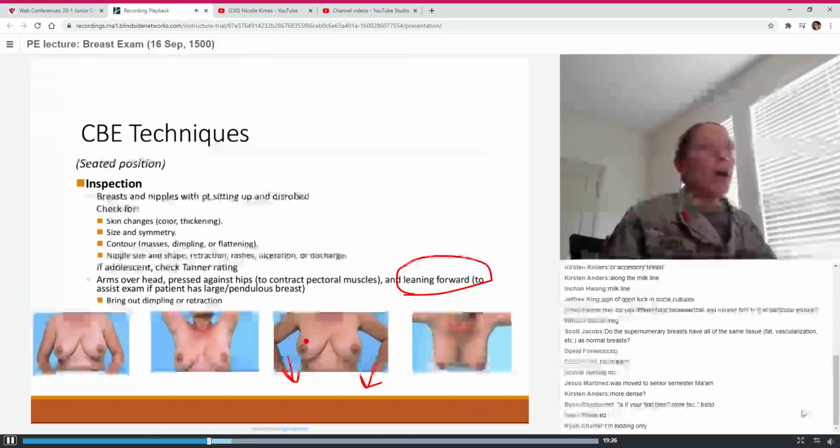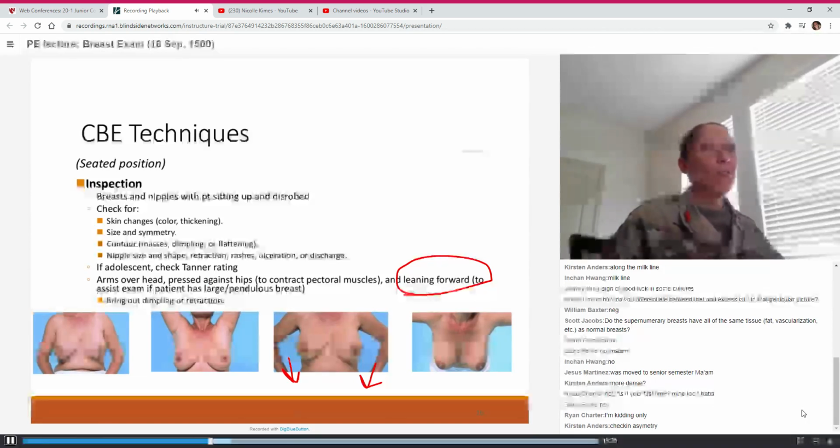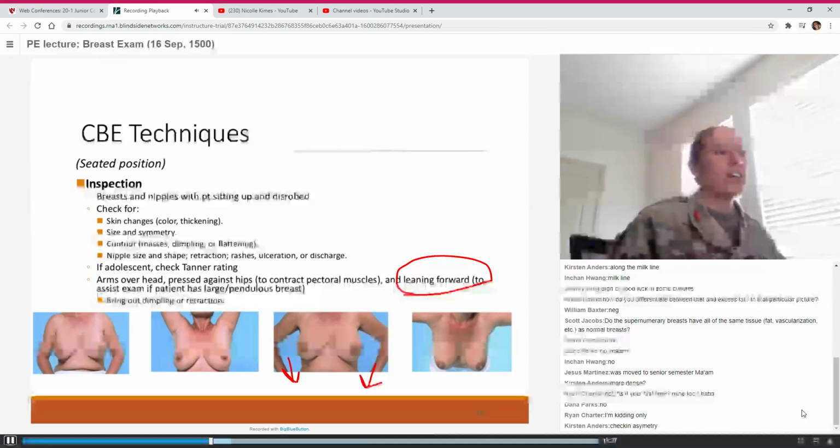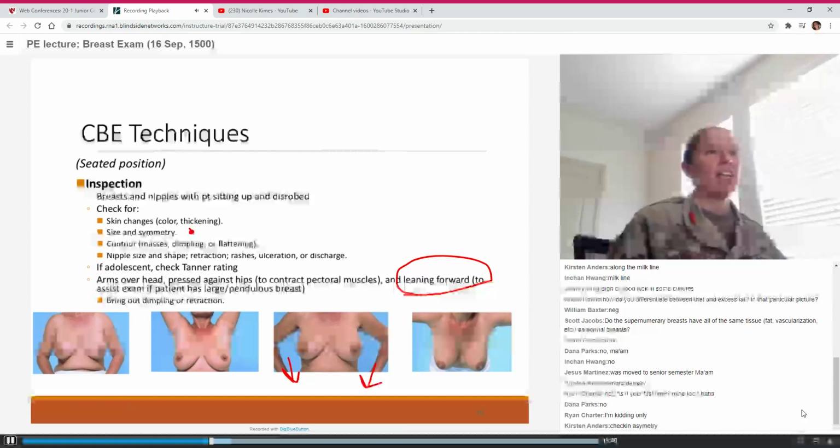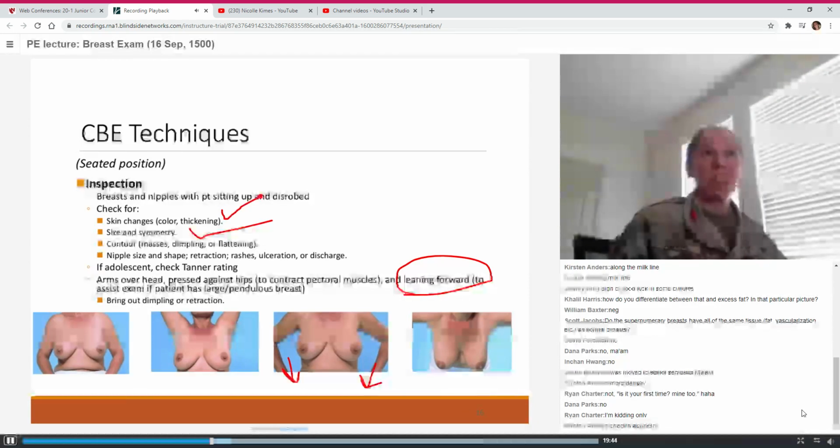So why are we doing these ridiculous exercises? Like, why am I asking this poor patient who's probably freezing cold to move around? Kirsten says for checking asymmetry. I like that. Size and asymmetry. I'm also looking for changes in the skin.